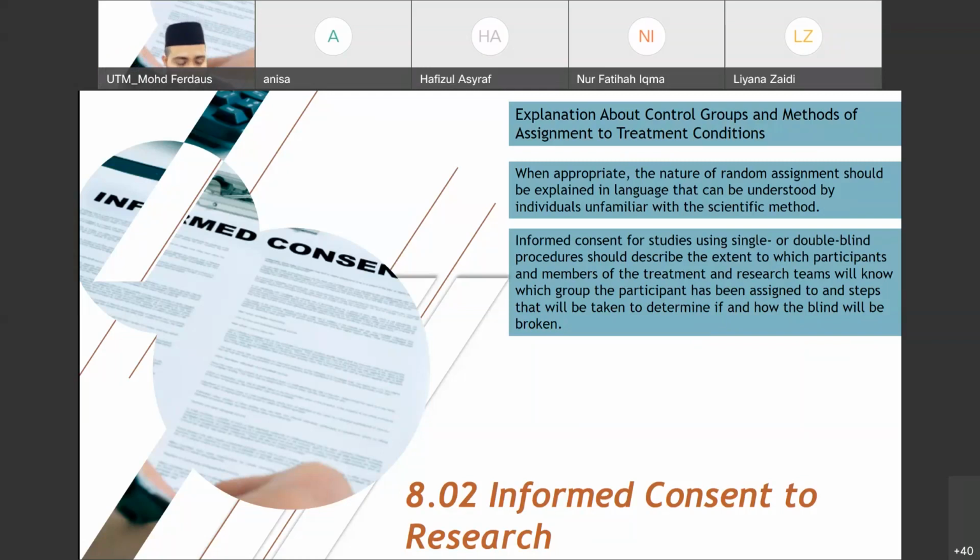So the respondents do not know whether they are in the control group or the experimental group, whether they receive real medication or whether they receive placebo. Okay, double blind is not only that the respondent does not know whether they are in the control group or the experimental group, the one who administers it also does not know.